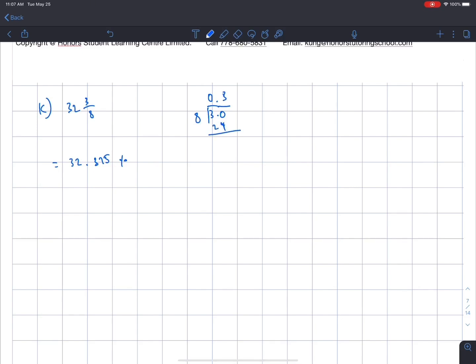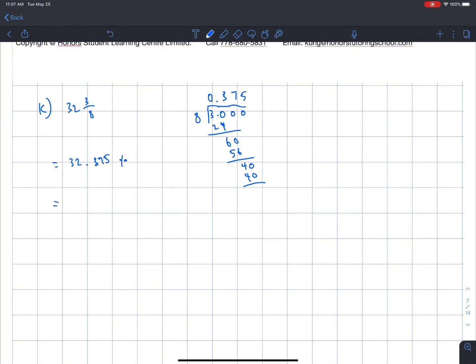And then we subtract. 30 minus 24 is 6. And extra 0, bring it down. 8 times 7 is 56. And then subtract, we get 4. And another 0, bring it down. 8 times 5 is 40. So this is why 3/8 is 0.375.